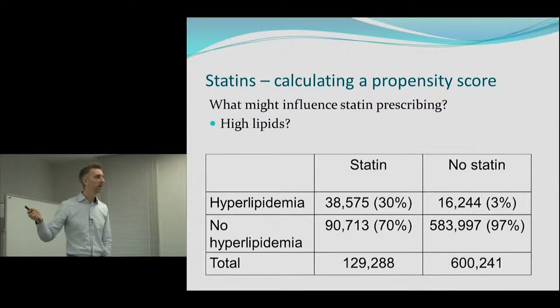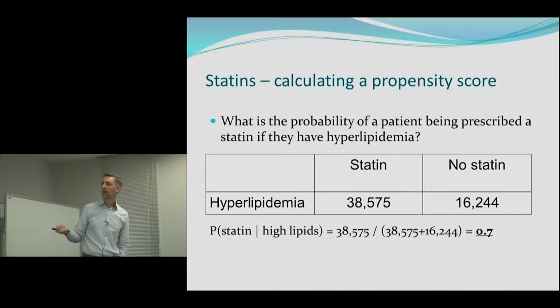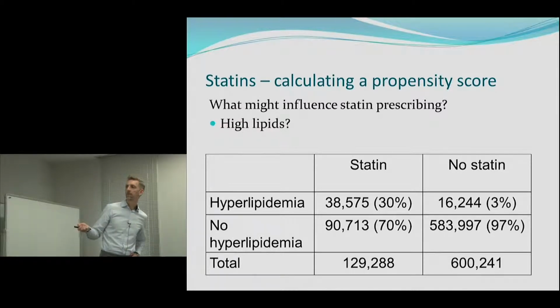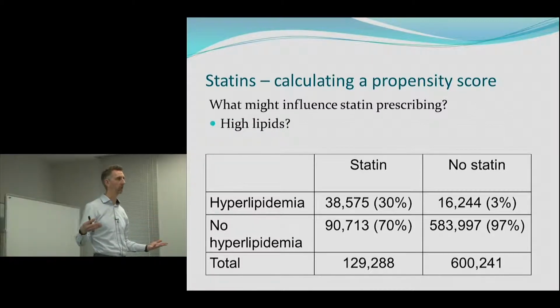So here's the data, and I've broken it down by, in the columns you've got statin users and non-users, and then in the rows you can see people who've got hyperlipidemia and people who've got no hyperlipidemia. Now, not surprisingly, amongst statin users, 30% have high lipids. Amongst non-users, only 3% have high lipids. So that intuitively makes sense, yeah? That's how we would expect the data to look.